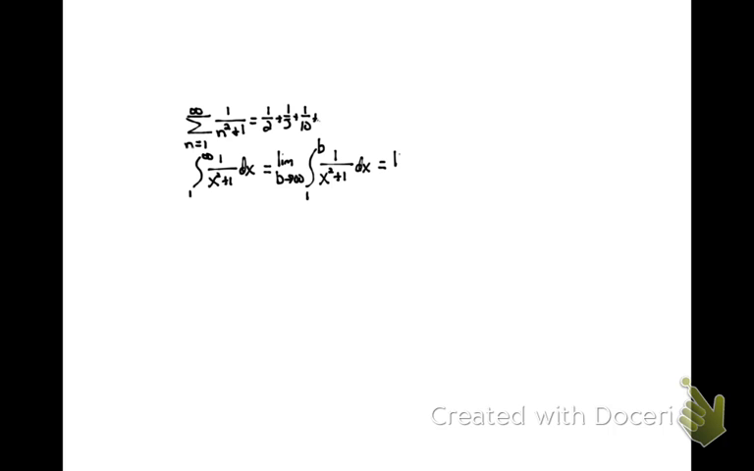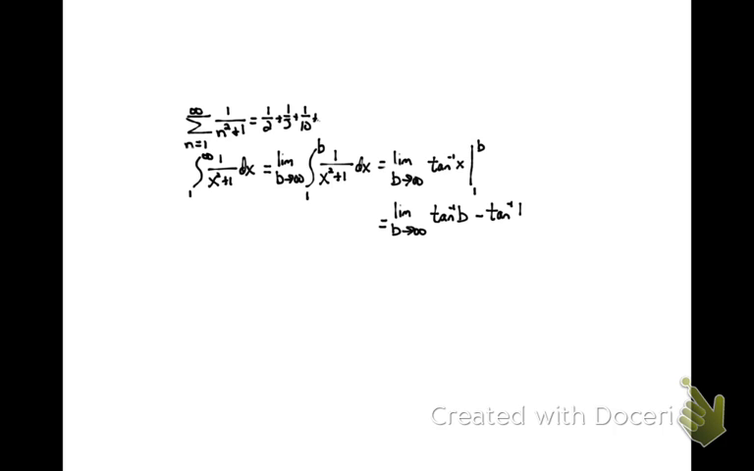So this is the limit as b goes to infinity of arctangent of x from 1 to b. By substitution, we have the limit as b goes to infinity of the arctangent of b minus the arctangent of 1.